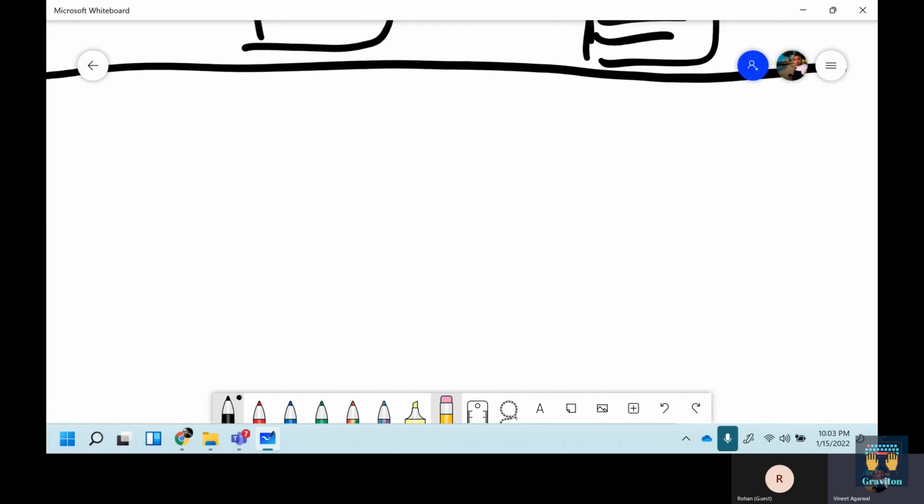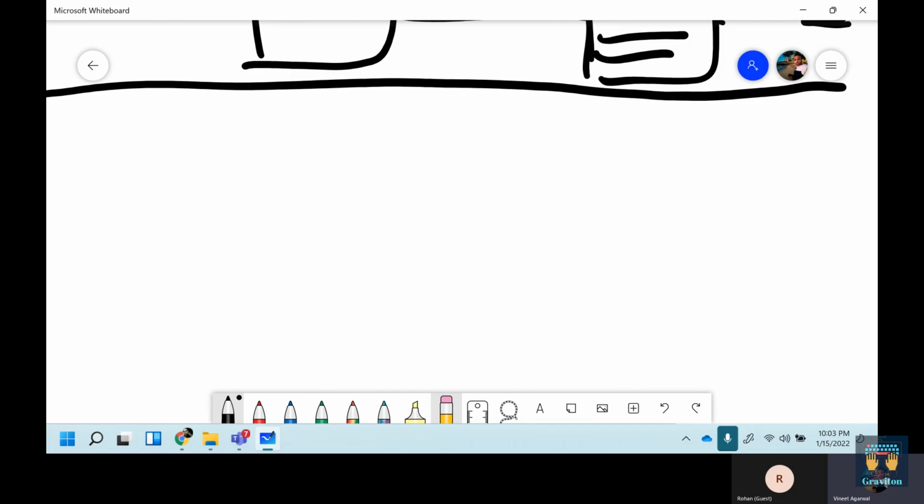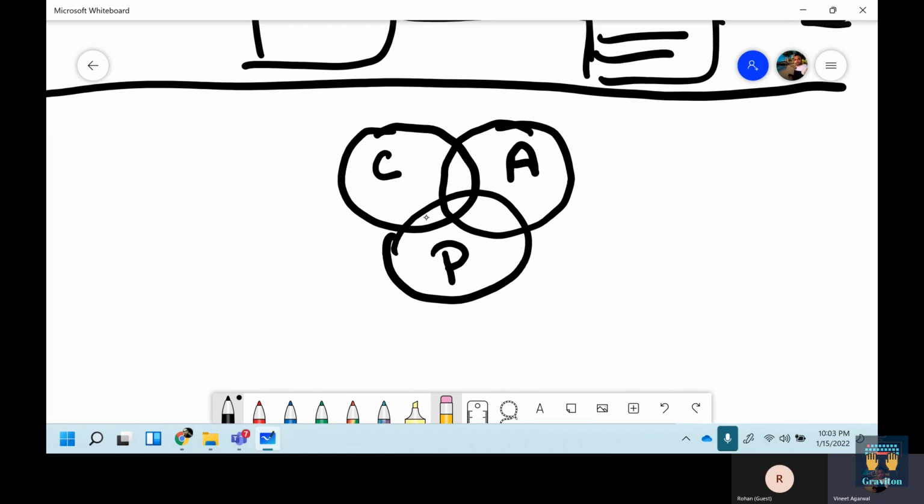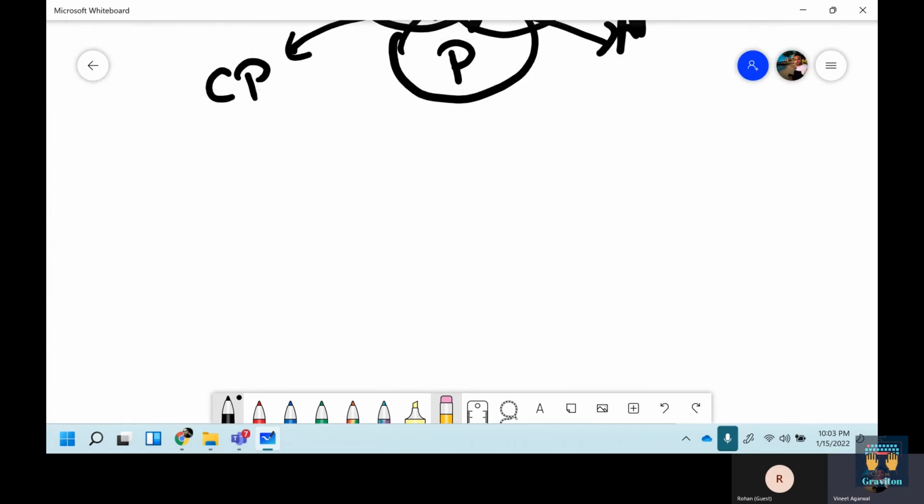So if we summarize and look back at our whole example, we can categorize the whole thing in three circles. Let's suppose this is consistency, which I'm denoting with C, this is availability, which I'm denoting with A, and this is partition. So this area we can say is CP, and this is AP. So what does it mean?